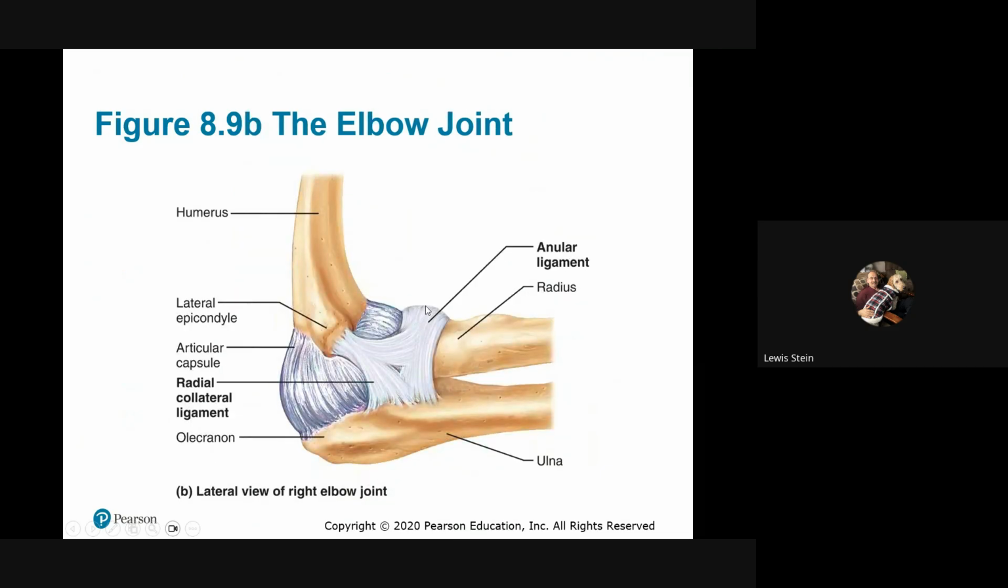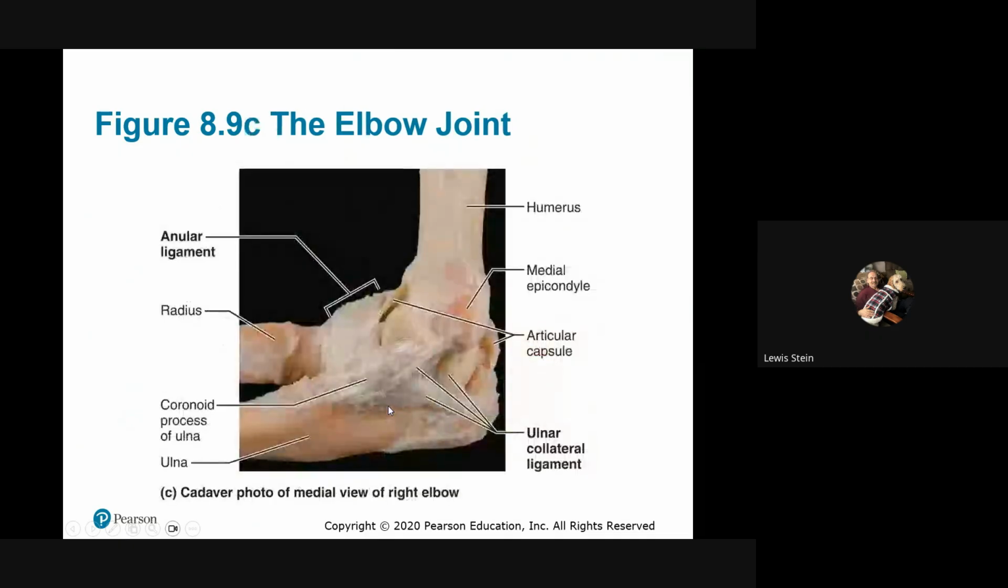But here is that annular ligament. Here's the radius, here's the ulna. It sort of encircles it, from this portion of the ulna all the way around to the undersurface. And this is the lateral collateral ligament, from epicondyle to epicondyle, the bony prominences there. Here's the medial one, the ulnar collateral ligament. You can see it's not just a strip, it's multiple strips.